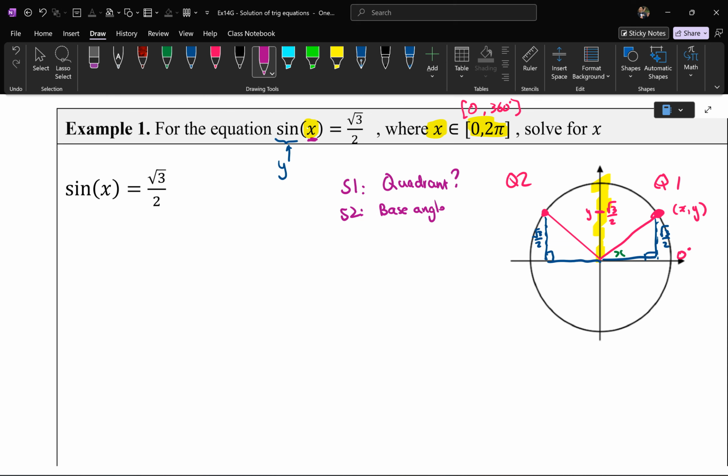Well, they call it reference angle. Because the one that we learnt so far is exact values, so they always have to be in that acute section. Now, this question. We know it was Q1, Q2. So quadrant 1, quadrant 2.